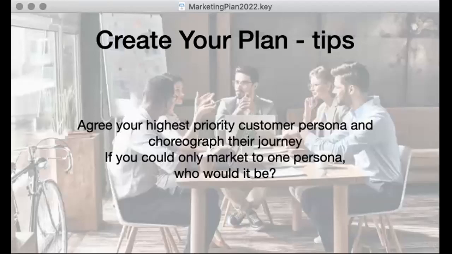Agree your highest priority customer persona and then choreograph a customer journey for them within this marketing plan. And I always like to think, well, okay, how would I filter that down? Because there's loads of different customer types or customer personas that I could focus on. So I would always start with asking the question, if you could only market to one persona through 2022, through one customer definition or one customer profile or one customer segment, who would that be? You're only allowed to do one.